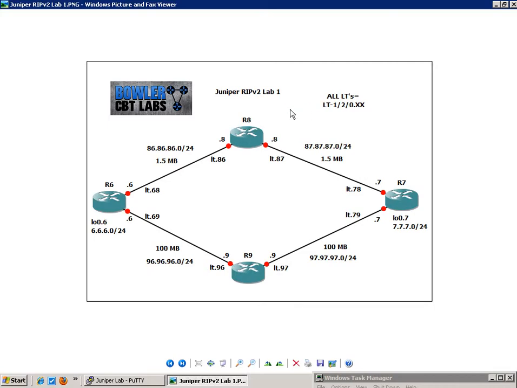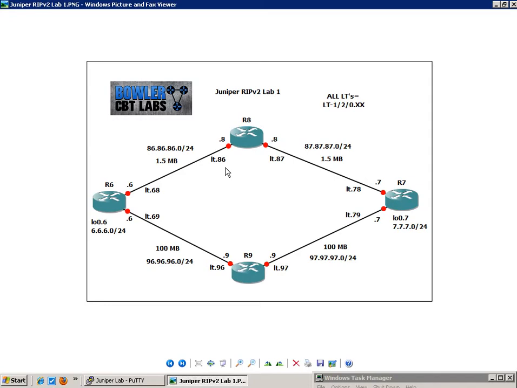And what I have created is 4 routers. We have router 6, router 7, router 8, and router 9. These routers are all simulated as logical systems within one physical router. And we're going to connect all of these routers together using logical tunnel interfaces. I have abbreviated these logical tunnel interfaces. For instance, on R8, we have LT.87. If we write this out in the full format, this would be LT-1/2/0.87. So you replace the XX with the actual unit of the logical tunnel. If you're not familiar with logical tunnels, go ahead and watch my Logical Systems Lab 1, where I explain exactly how to set up logical tunnels.